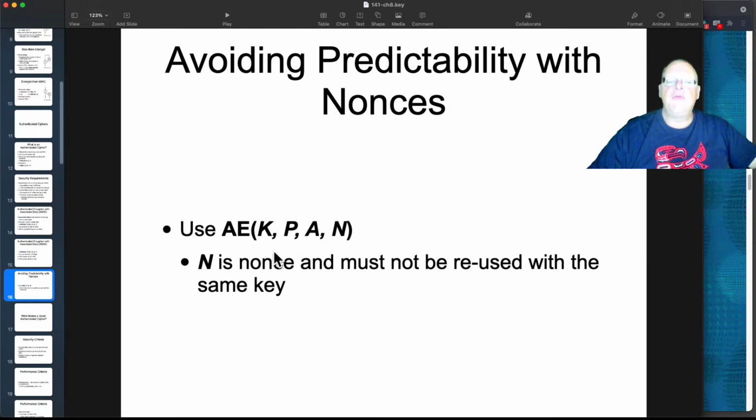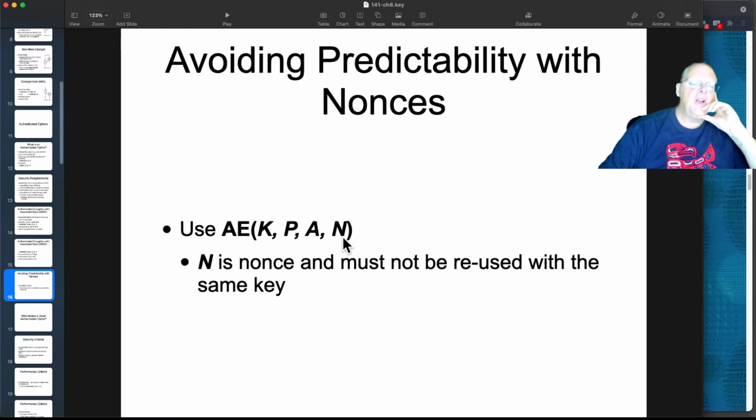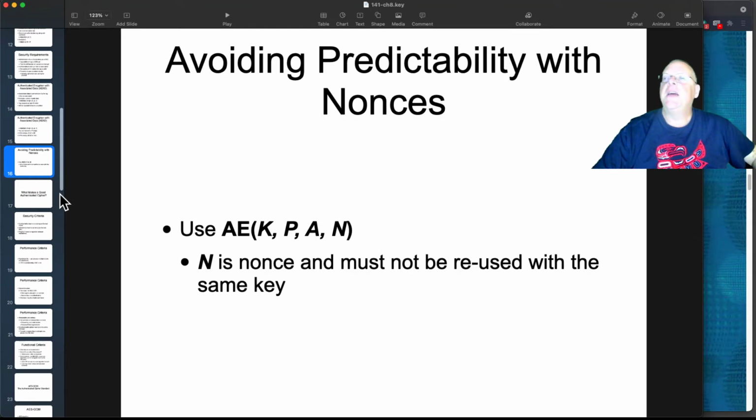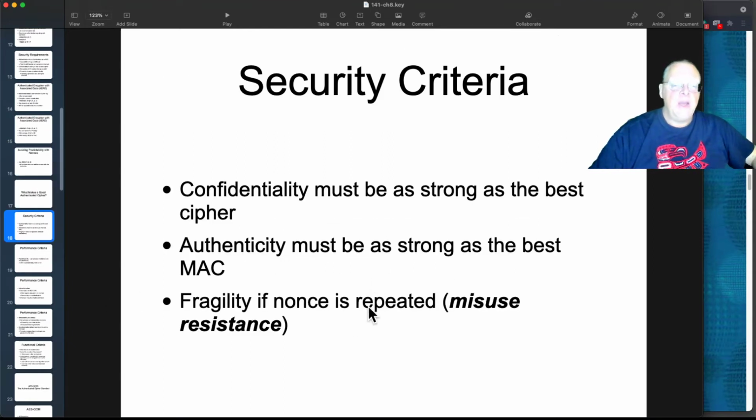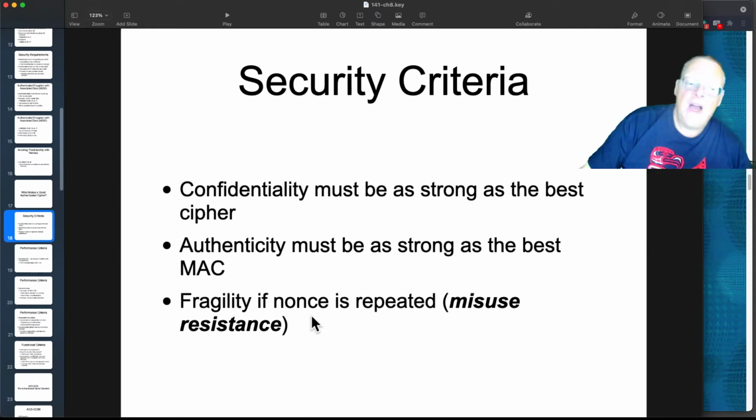So for each block of data, you have to have a nonce, or I guess you would feed in a nonce once. I'm not quite sure, it might depend. But you feed in a nonce so that if you have another block of plain text that's the same, you have a different nonce value. That's the idea. Anyway, to make a good authenticated cipher, you want confidentiality to be as strong as a good cipher, and authenticity as strong as a good MAC, and you want to consider if you repeat the nonce. That is an error that might happen.